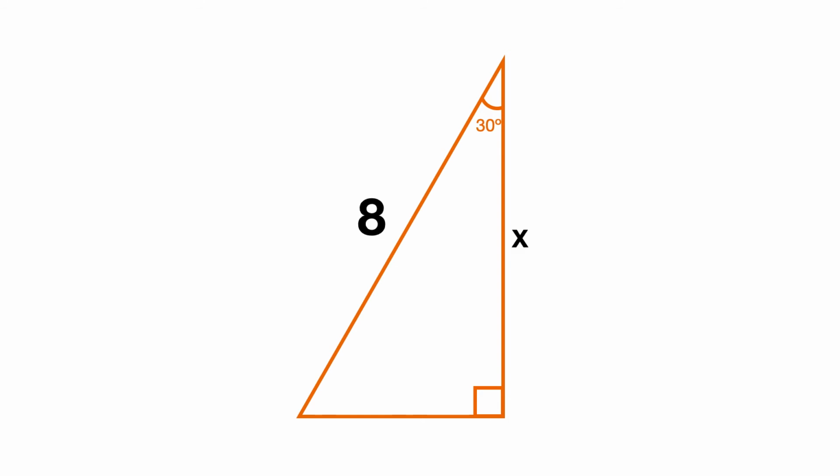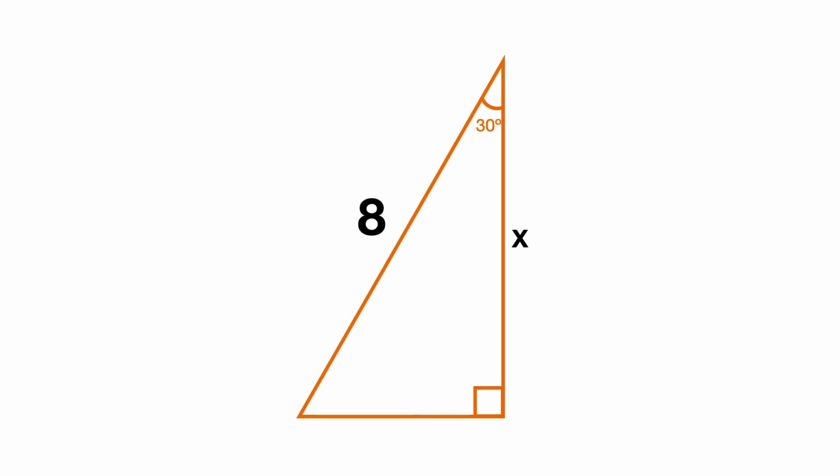Okay, so we have this problem where we have a 30, 60, 90 triangle. We can figure that out because there's a 90 degree and there's a 30 degree. Now all angles in a triangle have to add up to 180 degrees, so what we're going to have is 180 minus 30 minus 90, right, which is going to be 60. Okay, so we know this is a 30, 60, 90 triangle.